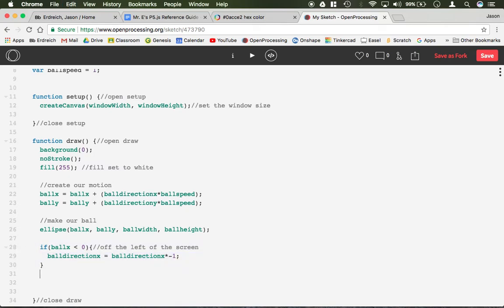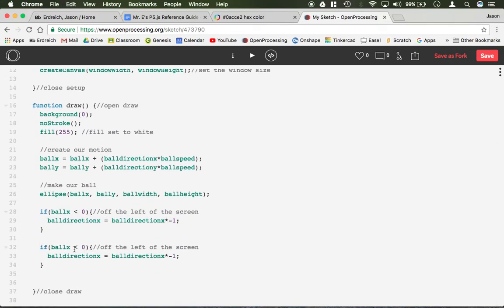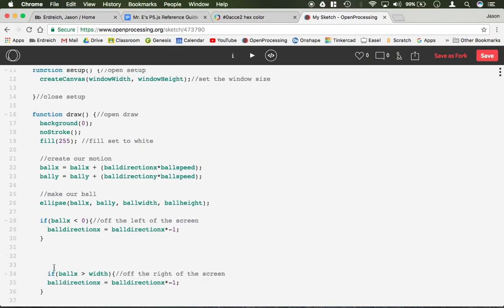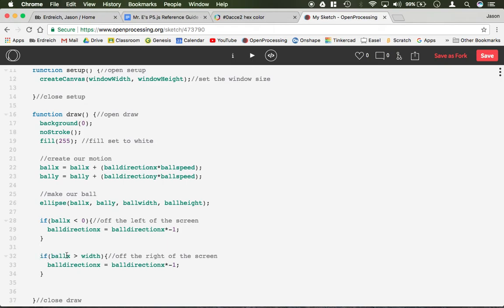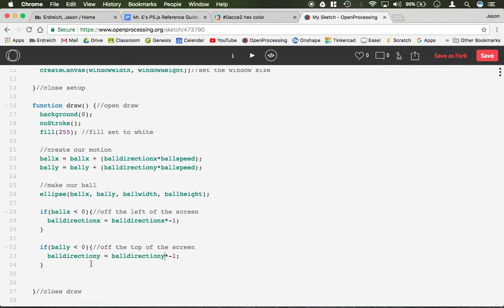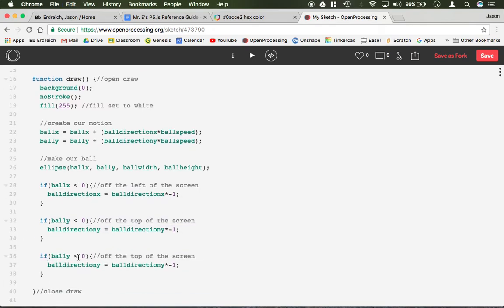And we need to do that if it's off the right of the screen, which would be if ballX is greater than width. Then we need to do that for y. So if ballY is less than 0, that's off the top of the screen, and we're going to say ballDirectionY equals ballDirectionY times negative 1. And one more: if ballY is greater than height, off the bottom of the screen, ballDirectionY equals ballDirectionY times negative 1.